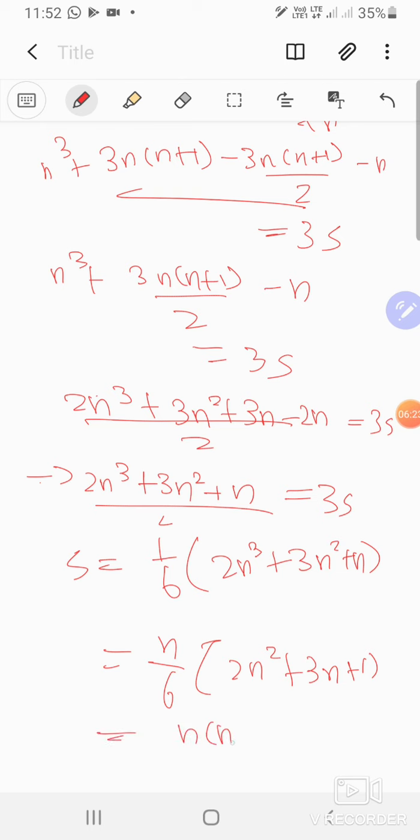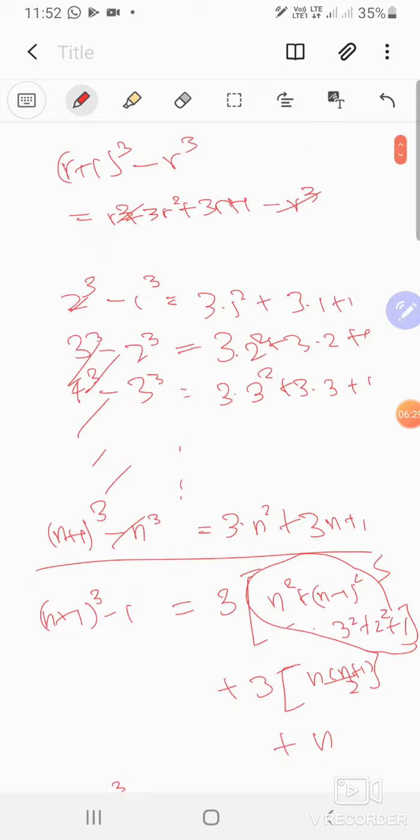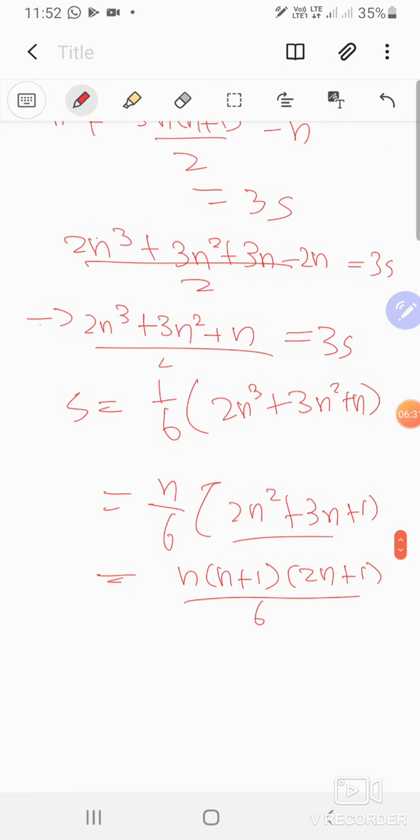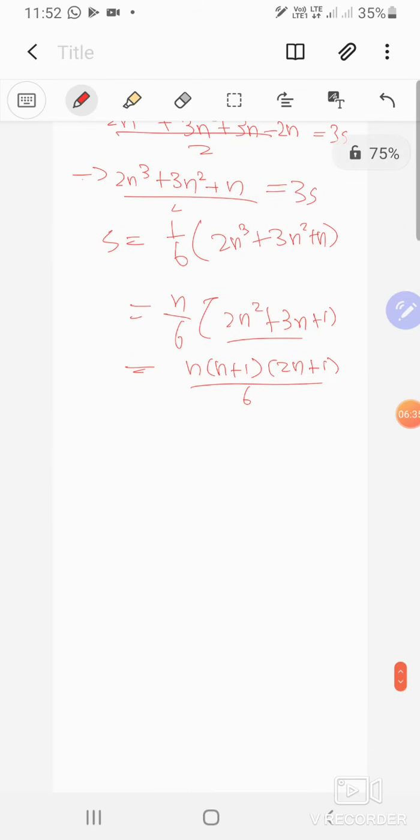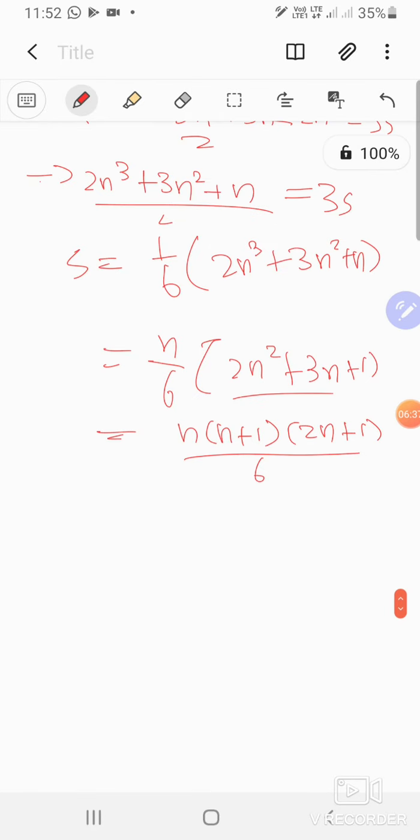Then you got n into n plus 1 into 2n plus 1 upon 6, which is exactly what we wanted. Alright, so that was a nice thing. That was the sum of the first n natural numbers squared, right? So the next thing is going to be the sum of the first n natural numbers cubed.